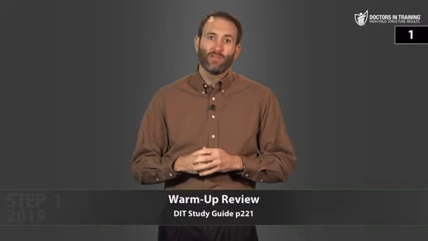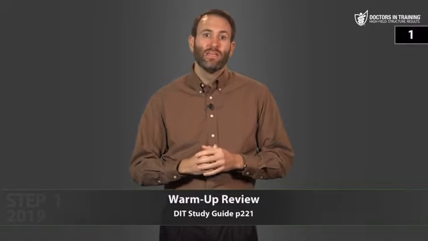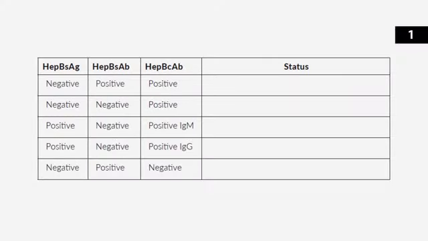Let's get going. Identify the hepatitis B status of each of the following patients based on their hepatitis B serologic markers. So the first one, negative surface antigen and positive surface antibody and core antibody. This is the recovery phase. Second one, core antibody positive, but the others are negative. This is going to be the window phase.